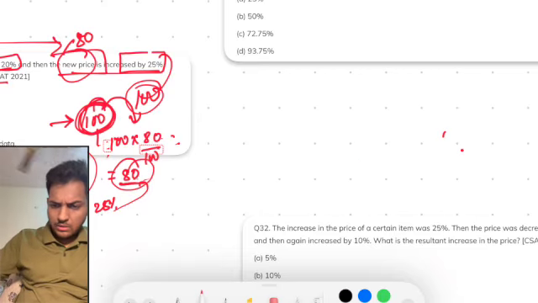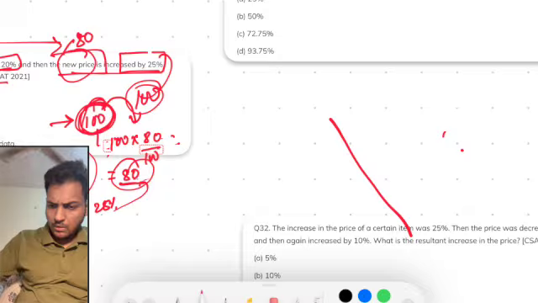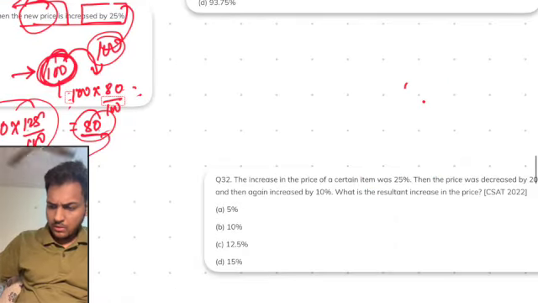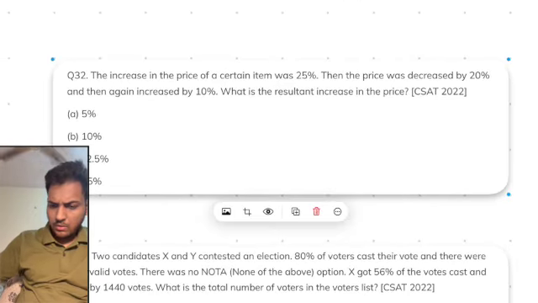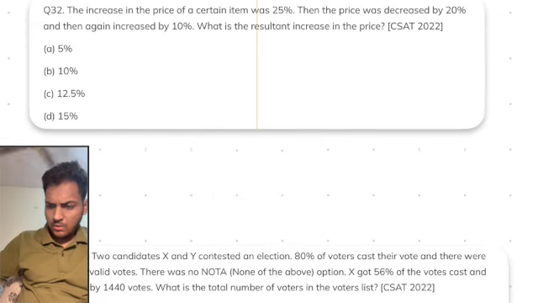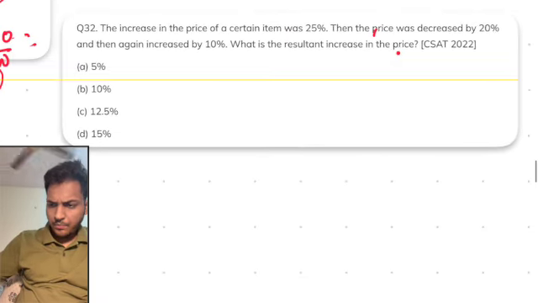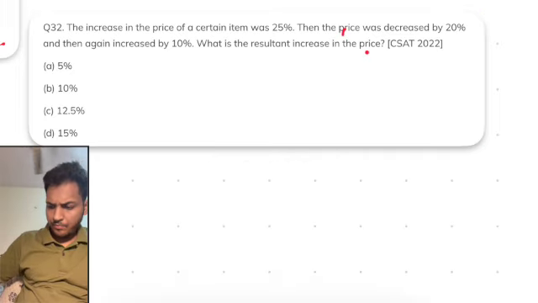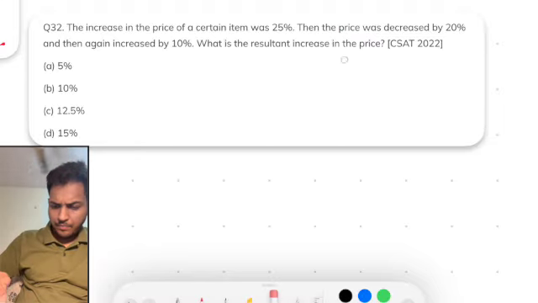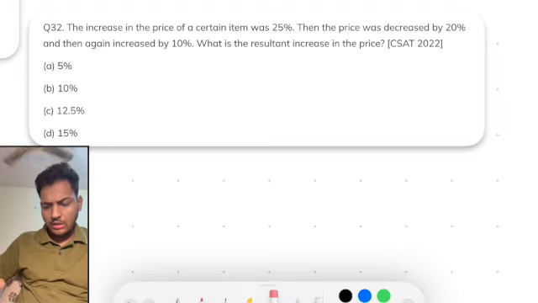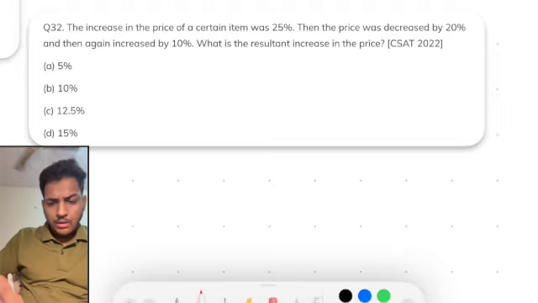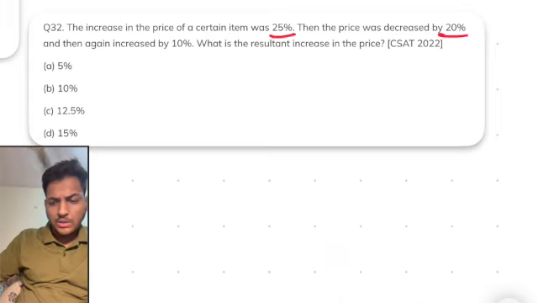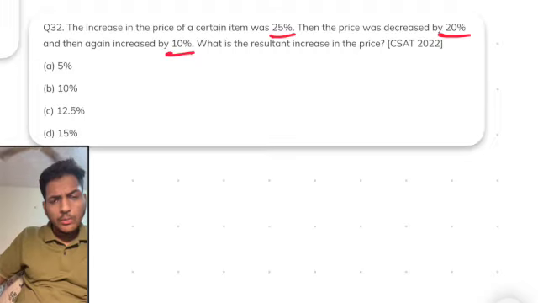Now see this question. I hope this is visible to you. You can also attempt the question by pausing the video, and then you can see how this is being solved. The question is, the price of an item was increased by 25%. Then the price was decreased by 20%. Then again increased by 10%. See, you don't have to do anything.